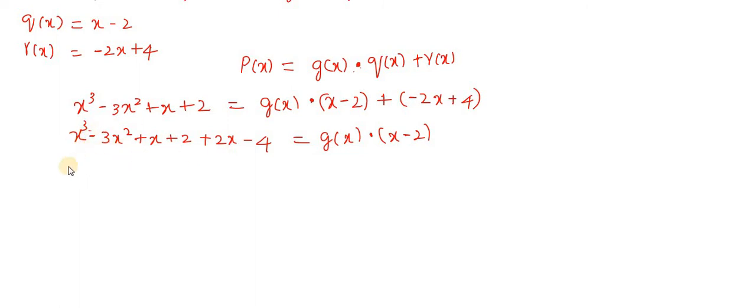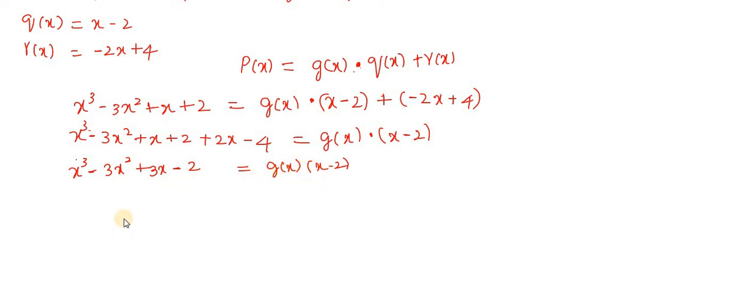Any x cube terms were there? No, only one x cube, so you can write x cube as it is and 3x square as it is. Here 1x is there and here also 2x is there, you can add those like terms. 1x plus 2x is 3x, and 4 and minus 2 and minus 4, 2 and minus 4, what will you get? Minus 2. So here it is x cube minus 3x square plus 3x minus 2, which is equal to g of x.